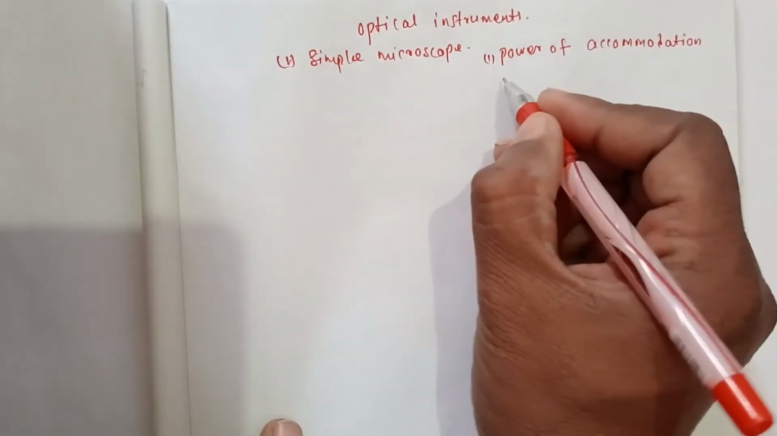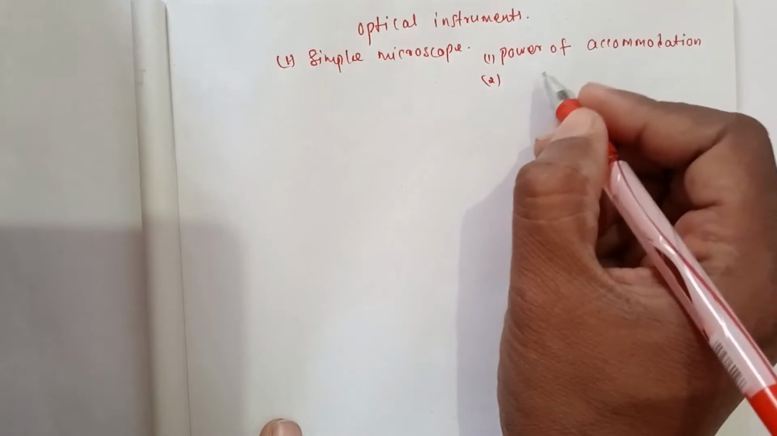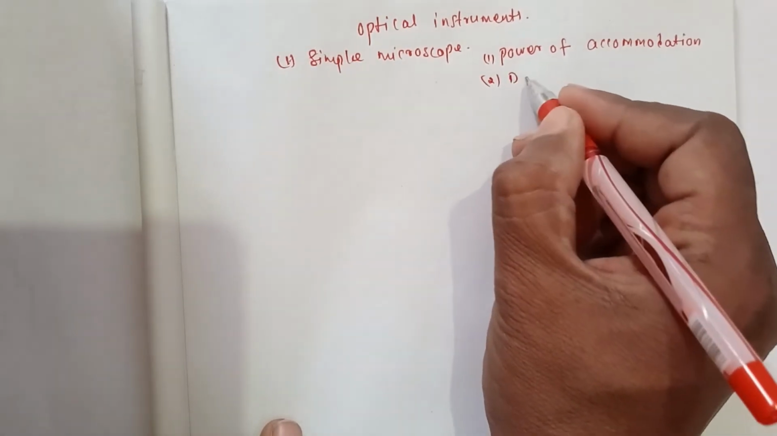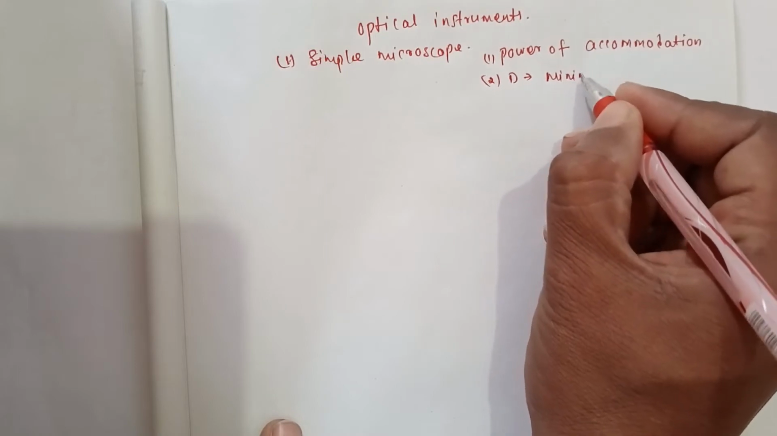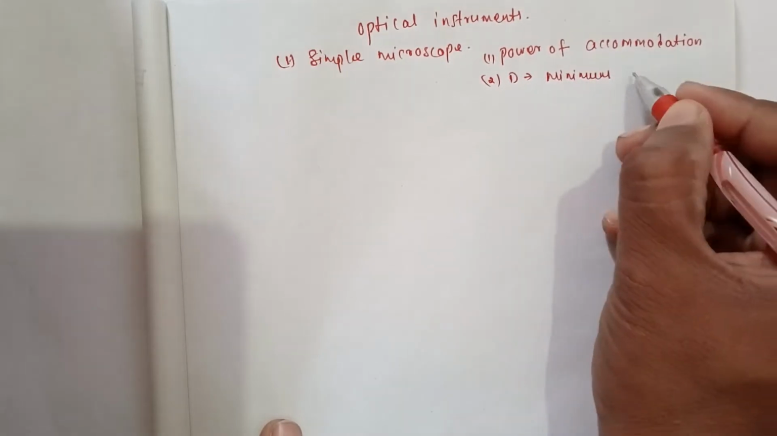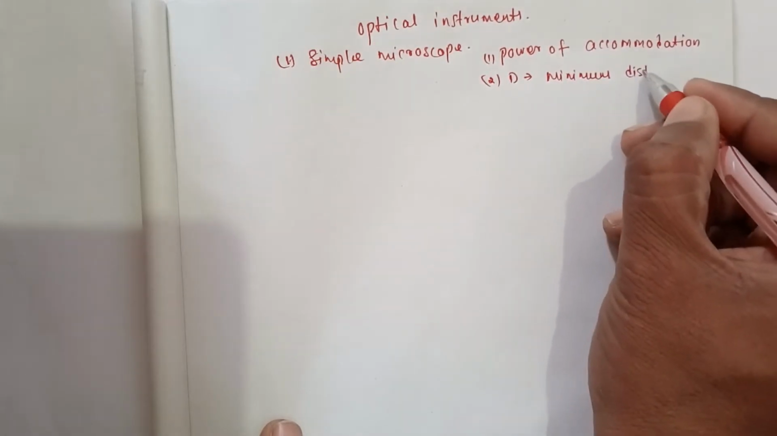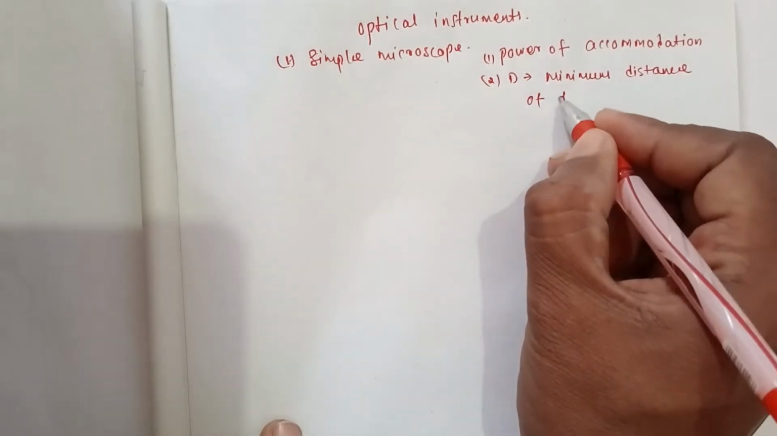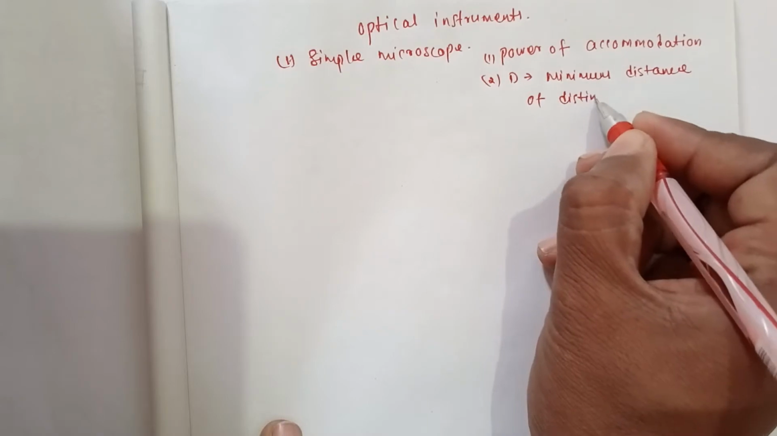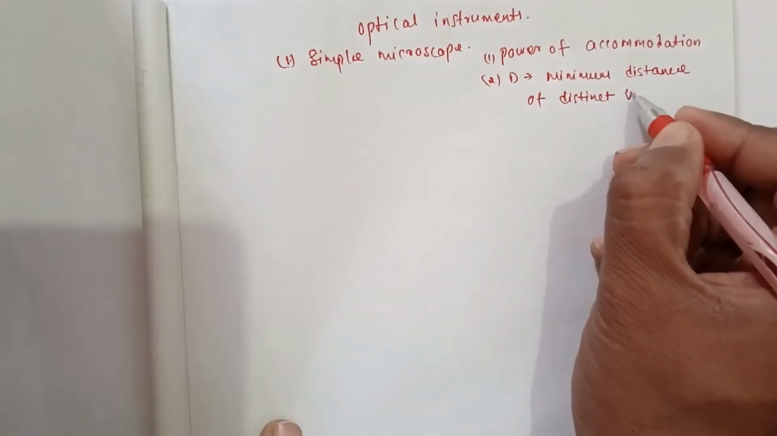The power of accommodation, number one. Number two is D, that is the minimum distance of distinct vision.